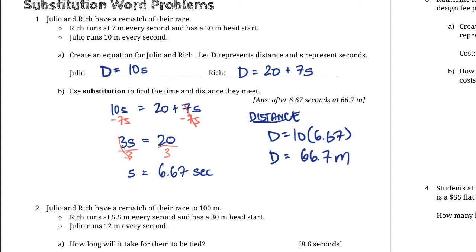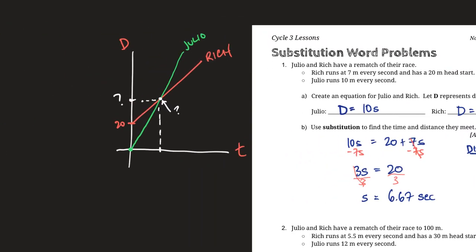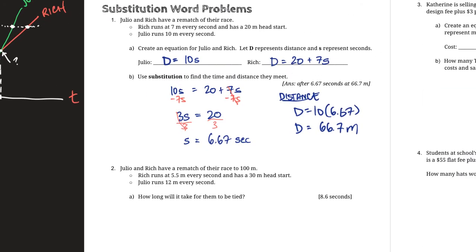So a nice little extension question here is, if the race was 100 meters, who would win? Well, 100 meters is going to be further than 66.7 meters, right? 100 meters is going to be up here. So who gets to that 100 meters first? If you look on that graph, it looks like Julio gets to that 100 meters in less time than Rich does. Rich takes longer to get there, which makes sense because Julio started off at a disadvantage, but then caught up and passed him, right? So there we go. Rich would win a 100-meter dash.